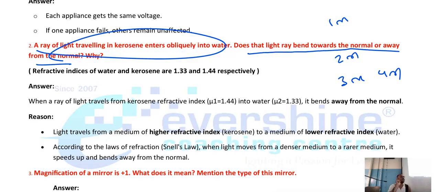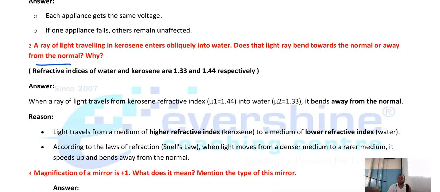They are asking only one word: it is moving towards or it is moving away. That's all. So what should you write? You should not write that this ray is moving here, it is moving there, it is touching here. Why all this unnecessary explanation? It is not at all required. Just write only one answer. What is our answer? Light ray bends away from the normal. That's all the answer.